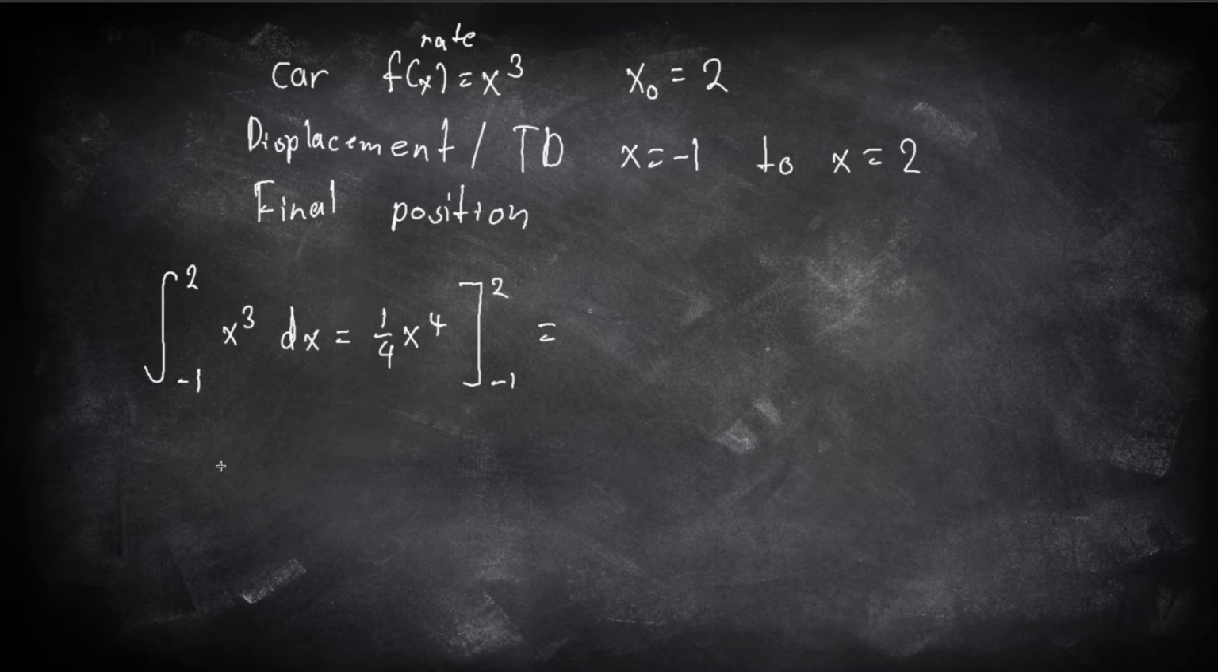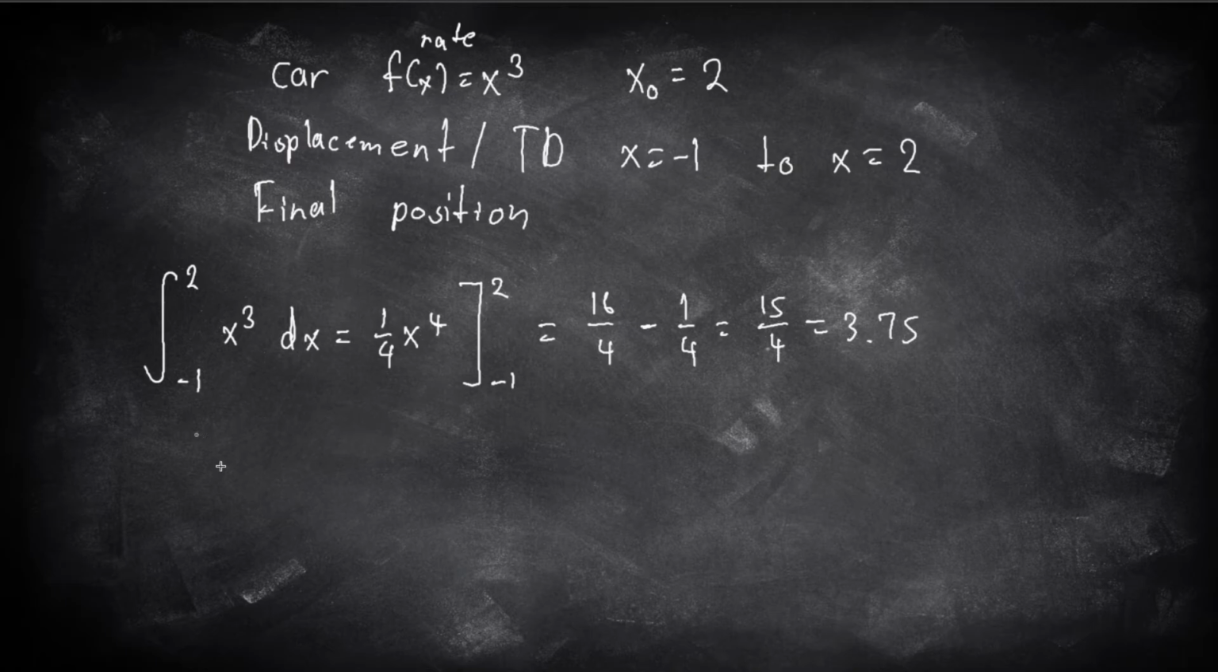Plugging that in, 2 to the power 4 is 16, divided by 4. Plugging in -1 to the power 4 is 1, so minus 1 over 4. So that means 16 minus 1 equals 15, divided by 4. So that means this is 3.75 as our displacement.